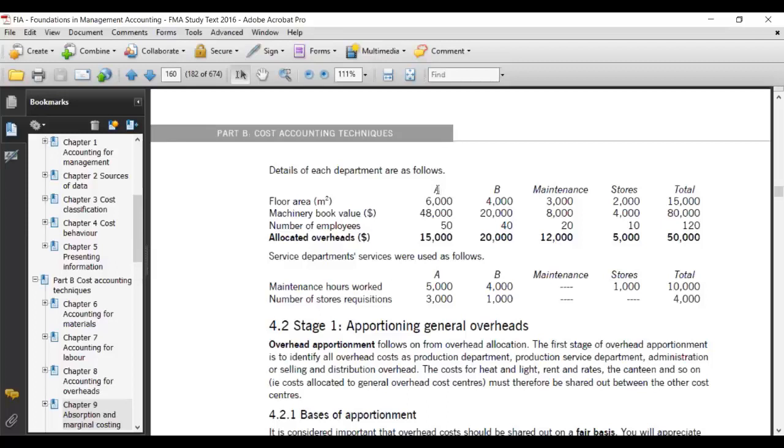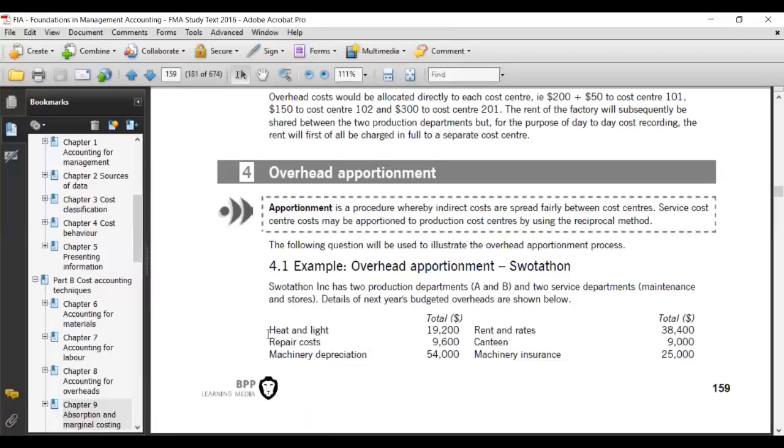Sorry, I mixed it up. Allocated overhead costs are the indirect costs of which we are certain that this belongs to A, this belongs to B, this belongs to maintenance. Fine? But we are not certain about these other overheads. See, these are also overhead, right?